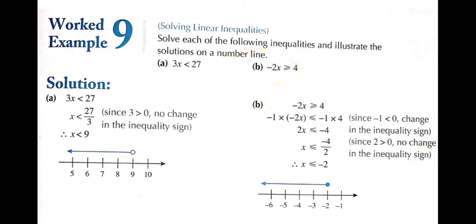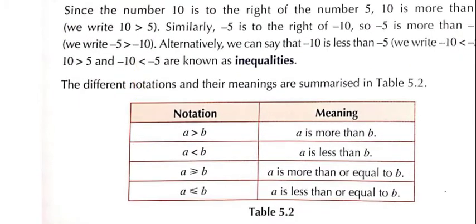Now the next one is negative 2x is greater than or equal to 4. Now this sign here is a bit different, isn't it? This one is more than, or greater than, right? This one is less than. Now what about these two with the additional line there? Apparently it's just a combination of the more than sign and the equal sign combined. So A is more than or equal to B, while this one is A is less than or equal to B. What does that mean?